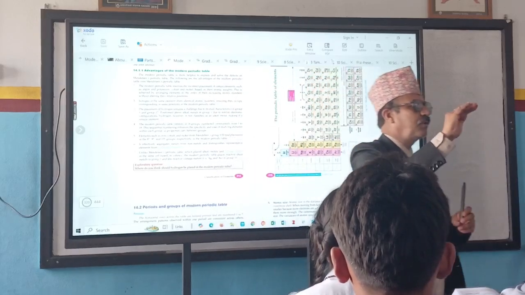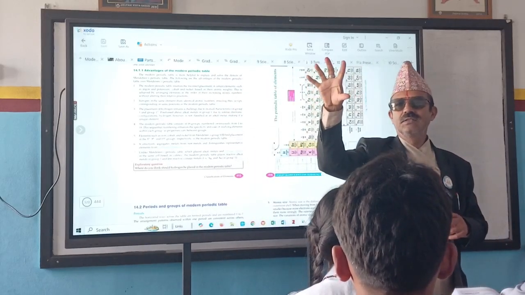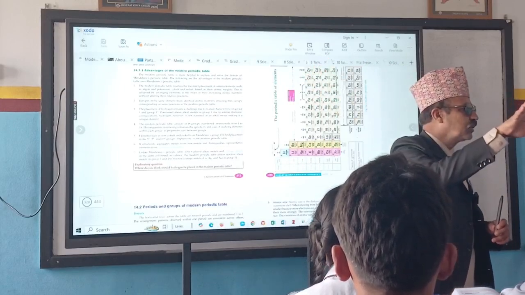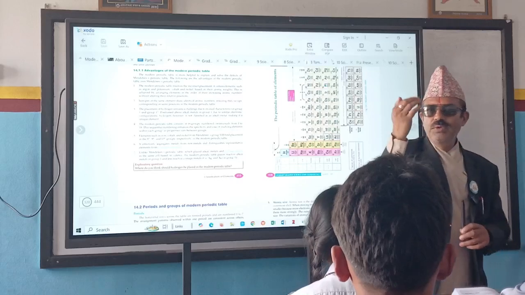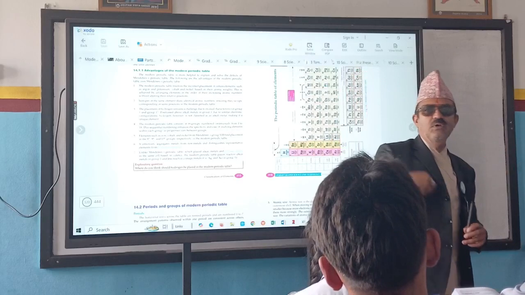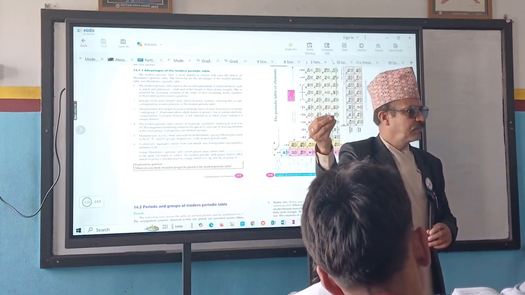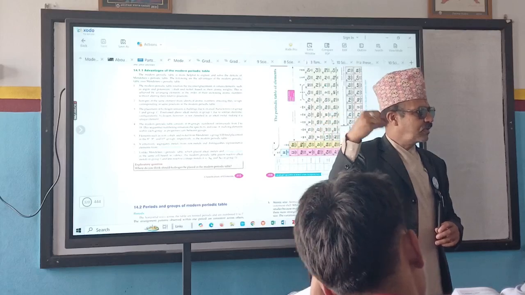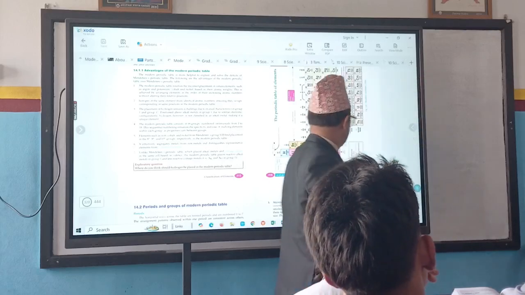For metals, what to remember? Atomic size. Bigger atomic size, more reactive. Smaller atomic size, less reactive. Why is bigger more reactive? Because it can lose electrons faster. Okay.